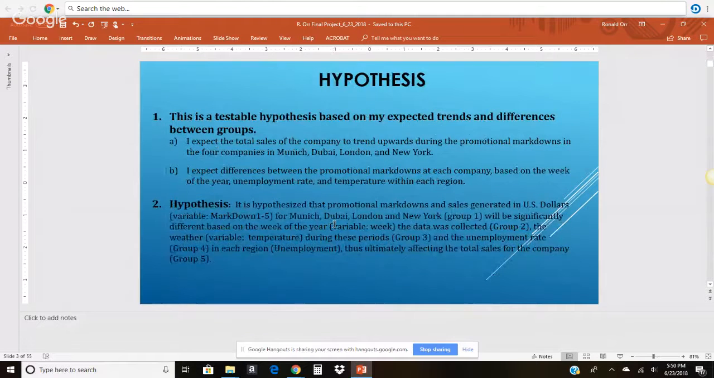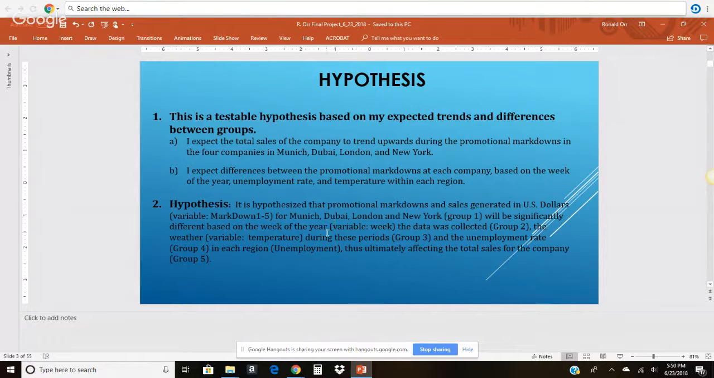What is my hypothesis? Well, it's based on my expected trends and differences between the groups that I'm analyzing. I expect the total sales of the company to trend upwards during these promotional markdowns. And I also expect differences between the promotional markdowns at each company based on the week of the year, unemployment rate, and temperatures within that region.